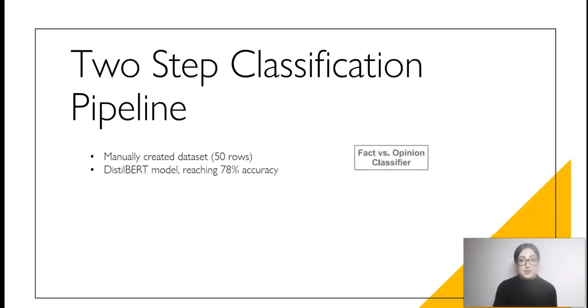So for the fact versus opinion classifier, we've manually created a data set, a very small data set of only 50 rows. So there is a lot of scope here for further work, for news articles that have been manually labeled as opinion-based and fact-based. And then we've trained a DistilBERT model on this data, which reached a 78% accuracy, and this formed the fact versus opinion classifier for our two-step classification pipeline.